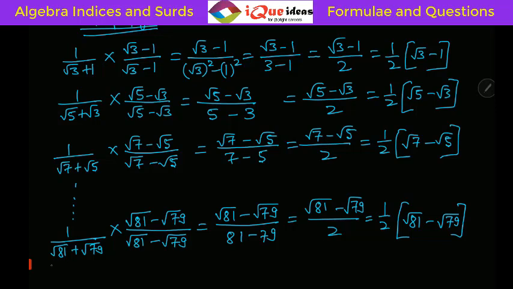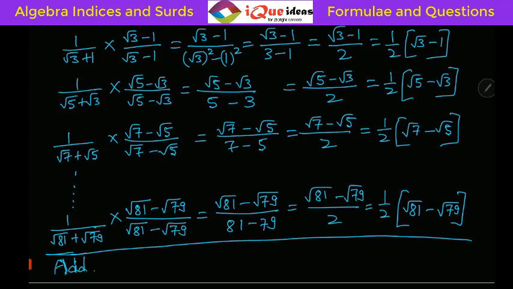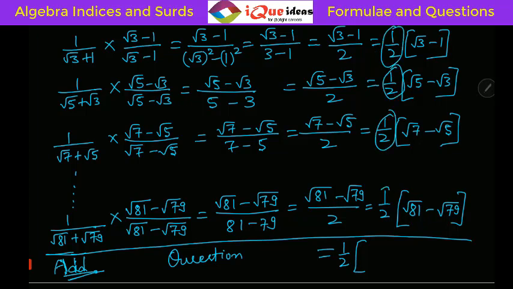Now look at this closely. If you add all of them, on the left hand side you will get the question that was asked. On the right hand side, what will happen? Half will be common, right? You can see half is there everywhere. So half becomes common, okay, right? And this continues as a series.